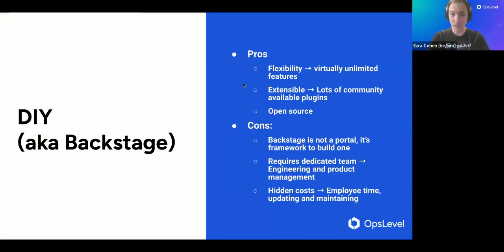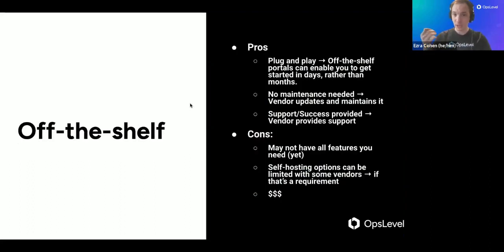And so if you don't want to do it yourself, you can buy it off the shelf. So the advantages, right? It's ready to go. You can start working in days, right? The data model is there. The API is there and documented.